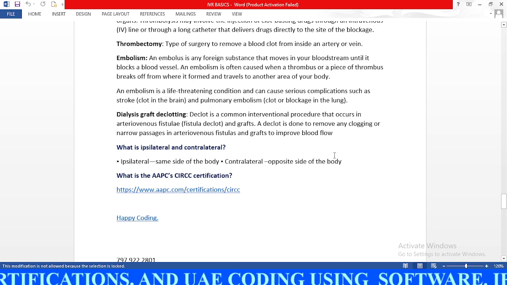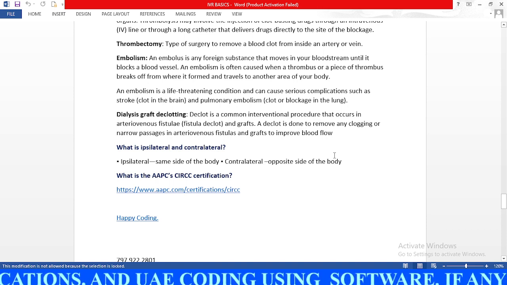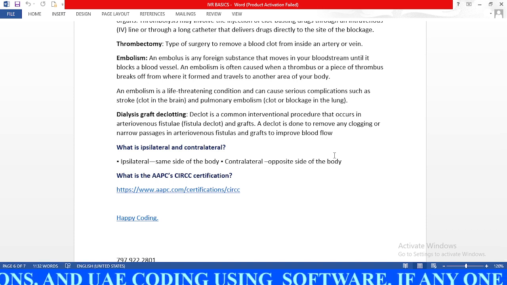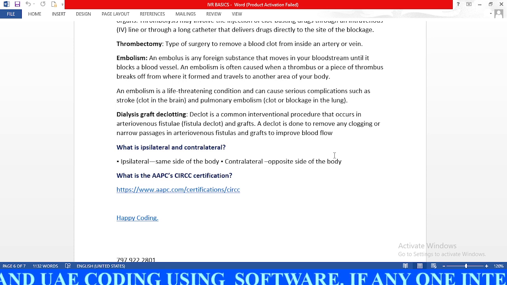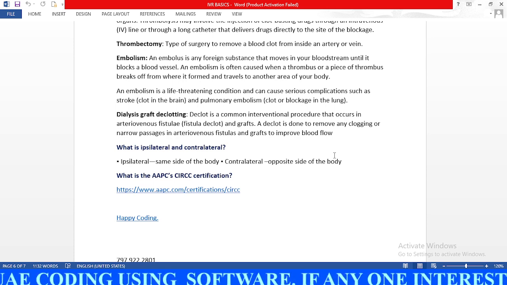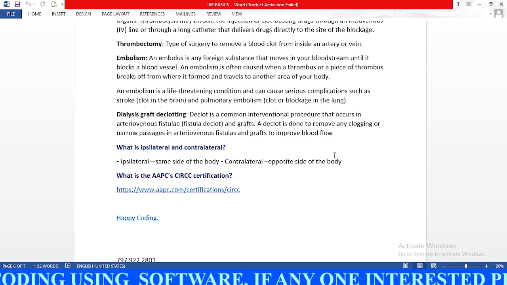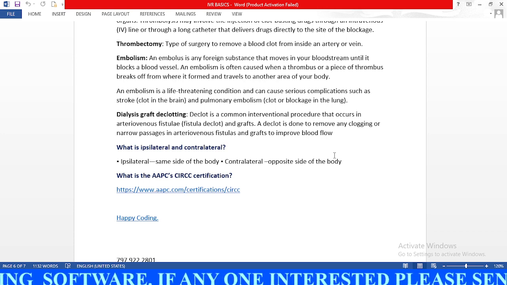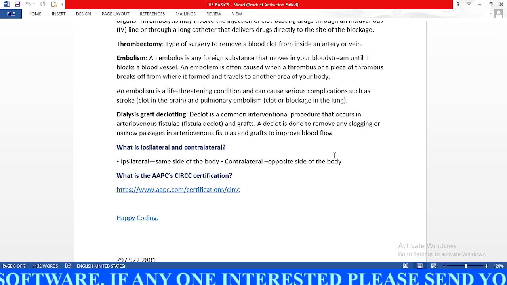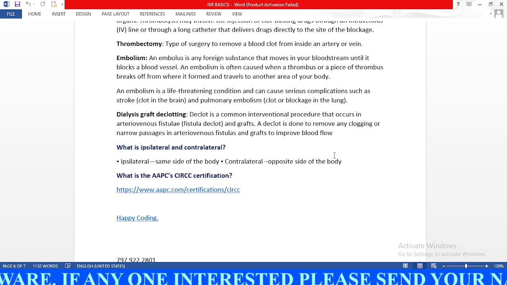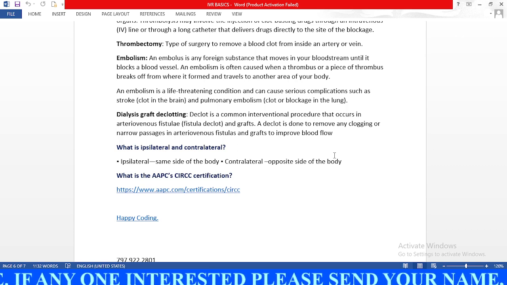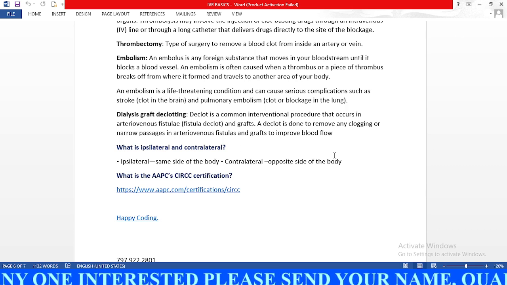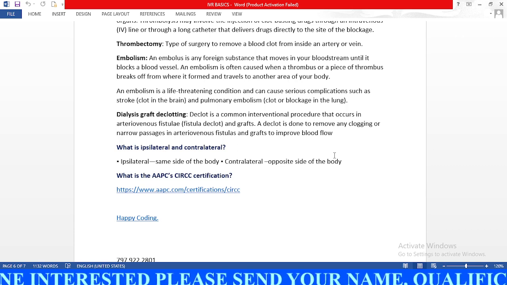So next one is dialysis graft declotting. A declot is a common interventional procedure that occurs in arteriovenous fistulas and grafts. A declot is done to remove any clogging or narrow passages in arteriovenous fistulas and grafts to improve blood flow. Next one, what are ipsilateral and contralateral? Basically, ipsilateral means the same side of the body, and contralateral means the opposite side of the body.